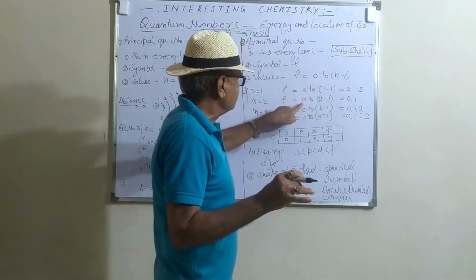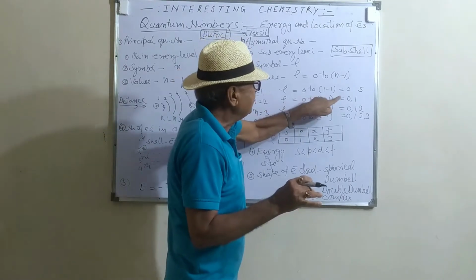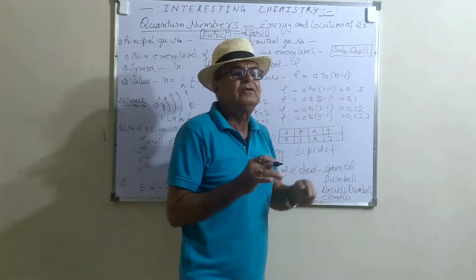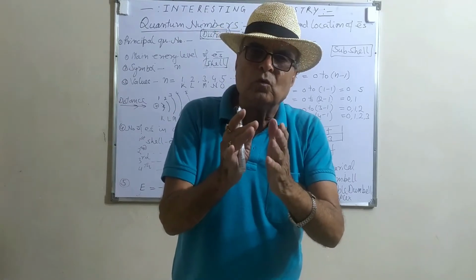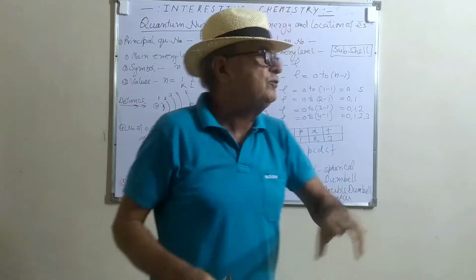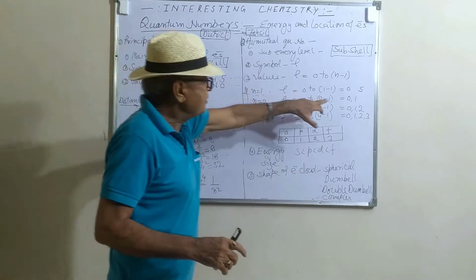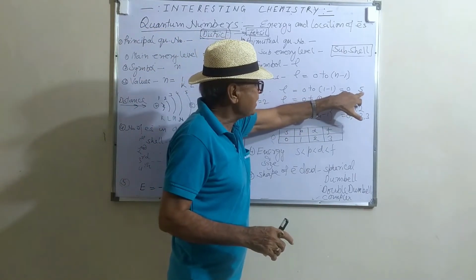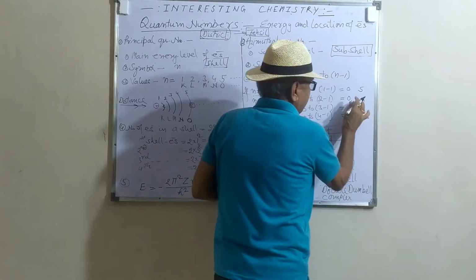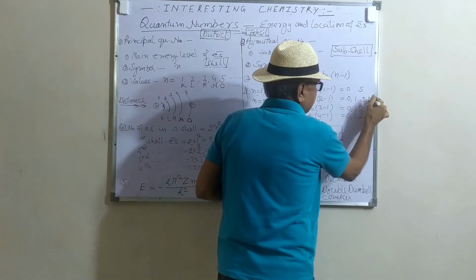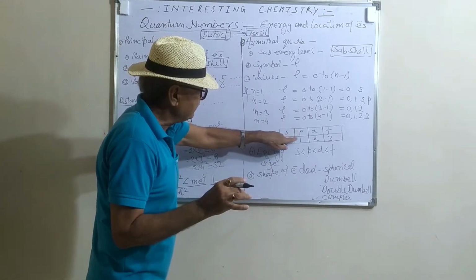Again, when n is equal to 2, the same formula, 0 to n minus 1, 2 minus 1, it means 0 to 1, and you will write 0 and 1. It means there are two subshells in the second orbit or the second shell. So here this is 0. I have told you this is S. So again it is S. And this one is called P. The value of L for P is 1.